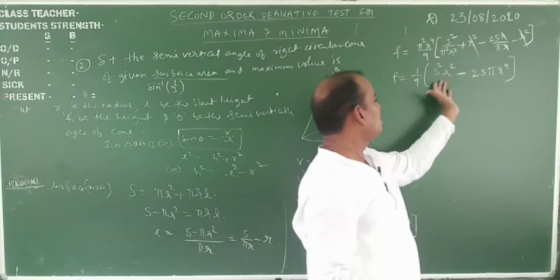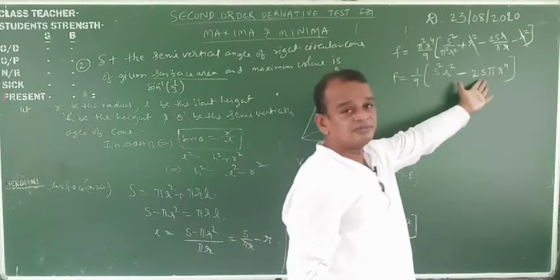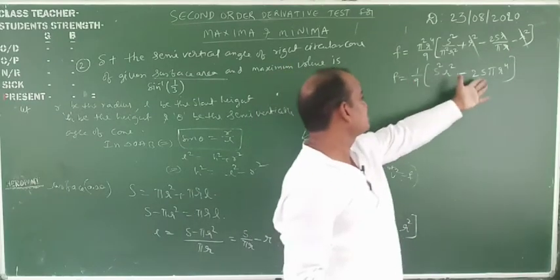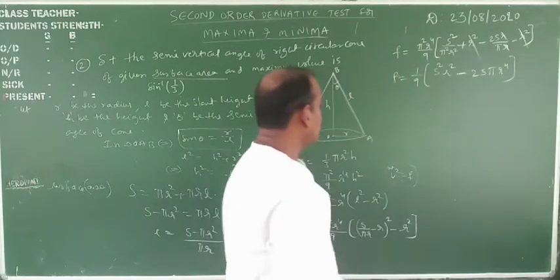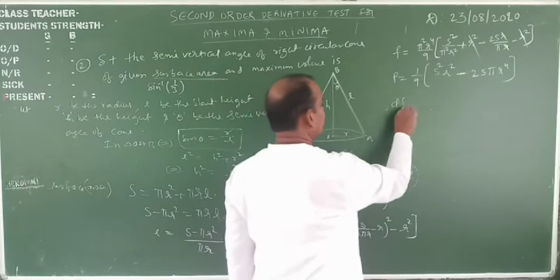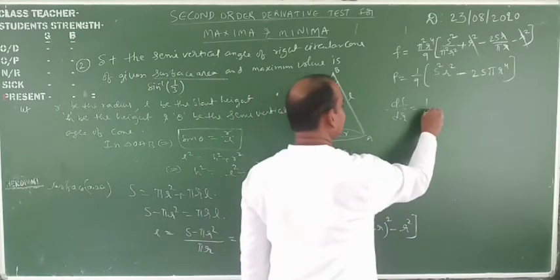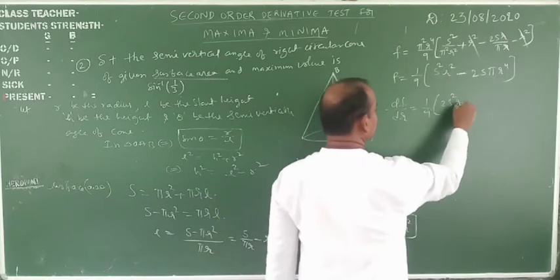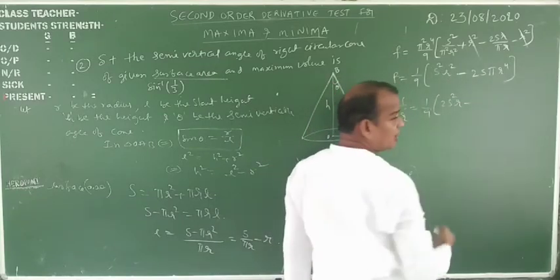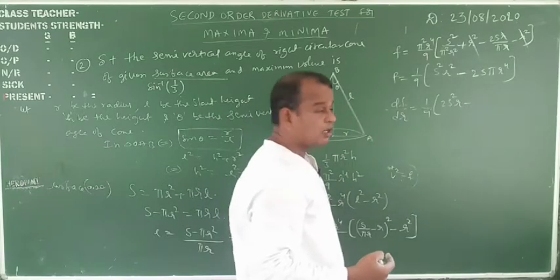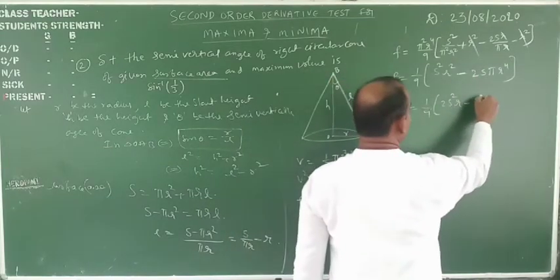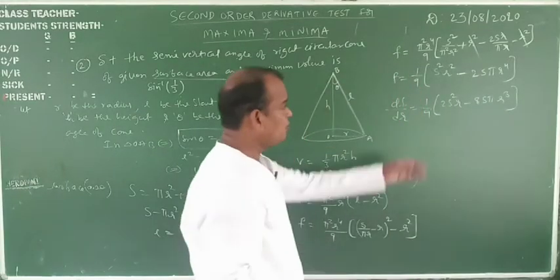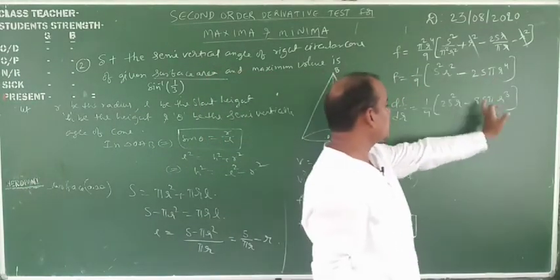Here S is the surface area, which is constant. Already given, surface area means this is constant. We cannot differentiate S. Only R remains. Now dF by dR is 1 by 9 into differentiation of R only. R square derivative is 2R, so 2S square R minus R power 4 derivative, which is 4R cube. Already 2 is there, so 4 times 2S is 8S pi R cube.